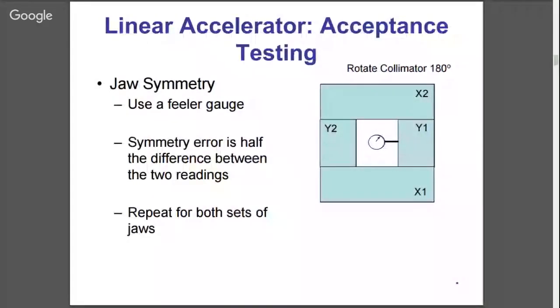So the first one we'll look at is that of jaw symmetry. This is ensuring that if we move the jaws to a particular setting, they are in fact symmetric. This actually requires a physical measurement with some sort of measurement device like a feeler gauge. What we're looking for is to make sure that if we set the jaw pairs to, say, a 10 centimeter field, those jaws are actually at plus and minus 5 centimeters. Okay, and we need to do this for both sets of jaws.